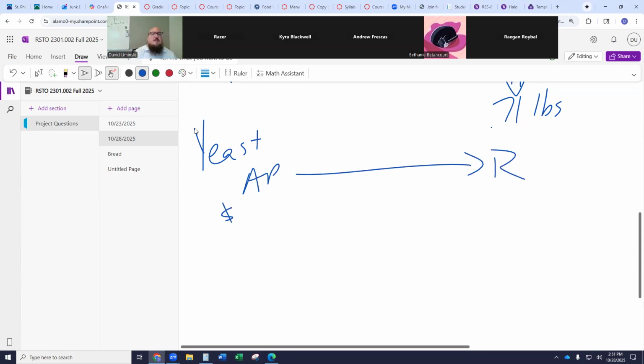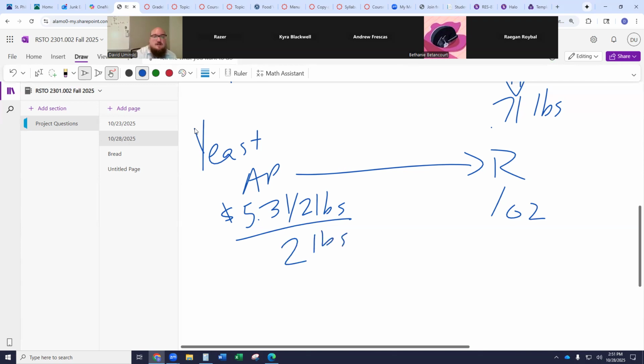Okay, so how much is the yeast for the 2 pounds? For the 2 pounds, it's 531. But for 1 pound, it's 266. Okay, and we need how much? Okay, cool. So you divided this by 2 and you got 266 per pound. Yes. Okay, cool.